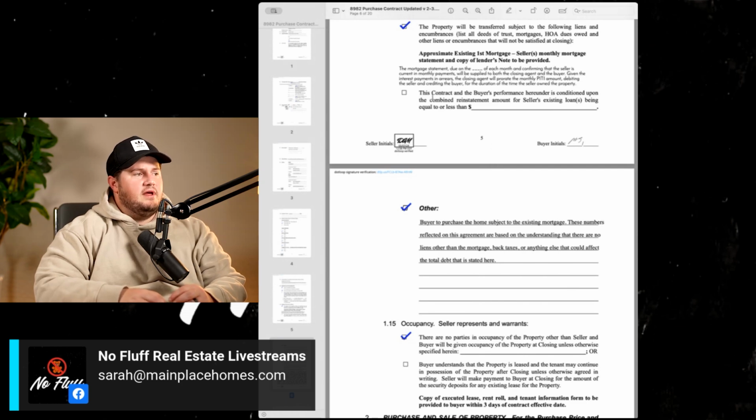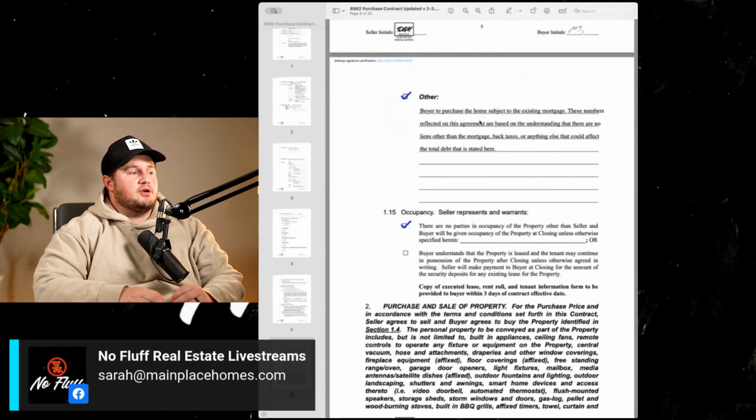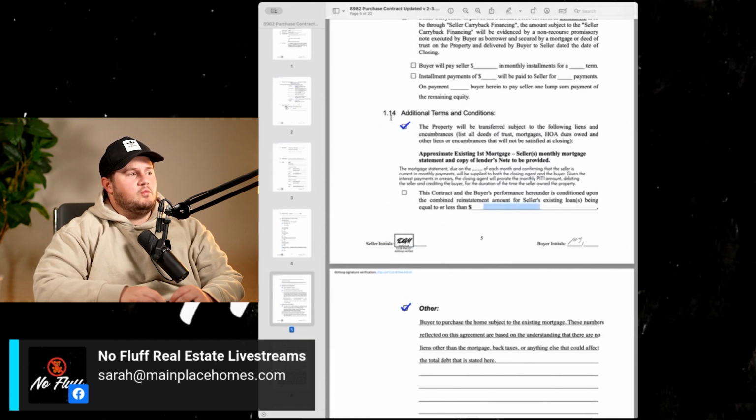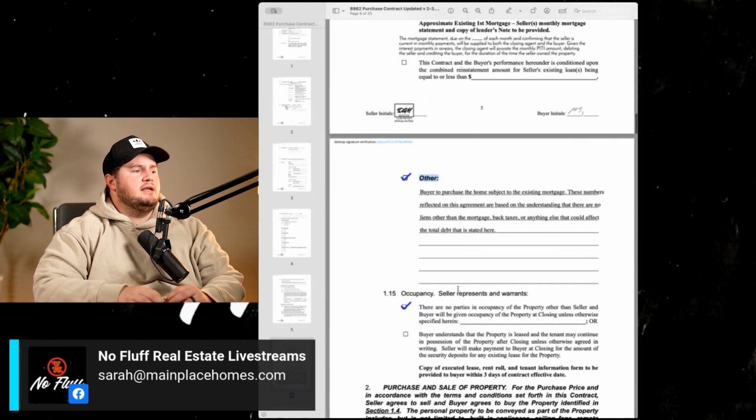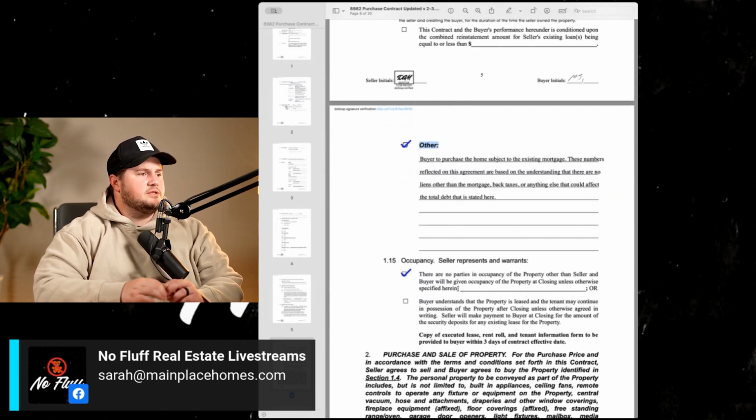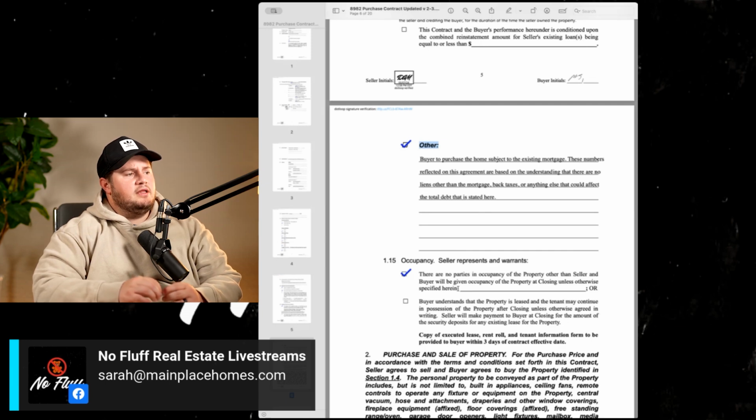Okay. So by the way, I didn't want to skip this over. If they had a reinstatement, you'd put in that reinstatement amount here, right? But the additional terms on the creative contract can actually be found in section 1.14 under other. So you check the little box that says other, and it says buyer to purchase the home subject to the existing mortgage. These numbers reflected on this agreement are based on the understanding that there are no other liens other than the mortgage, back taxes, or anything else that would affect the total debt that is stated here.